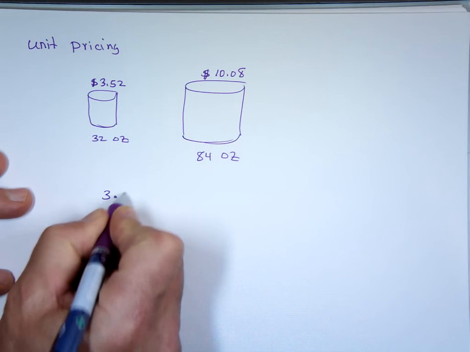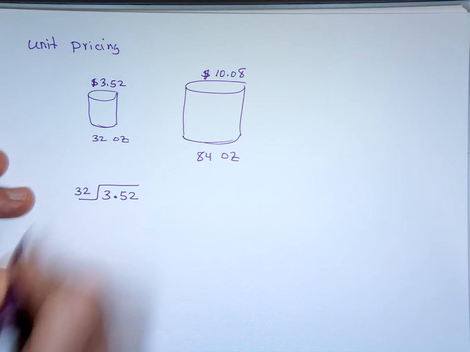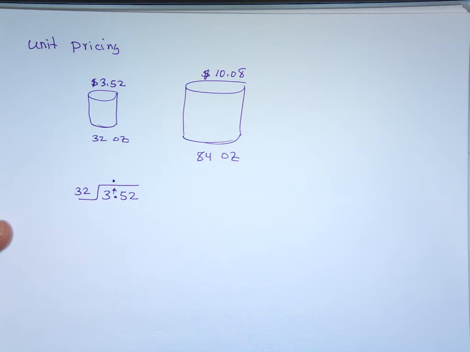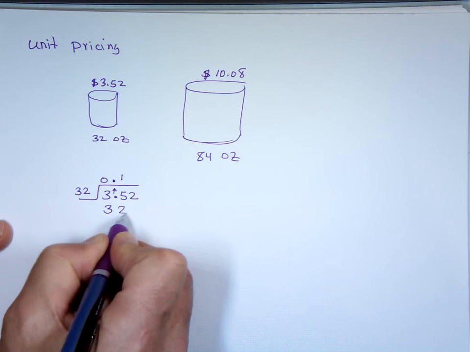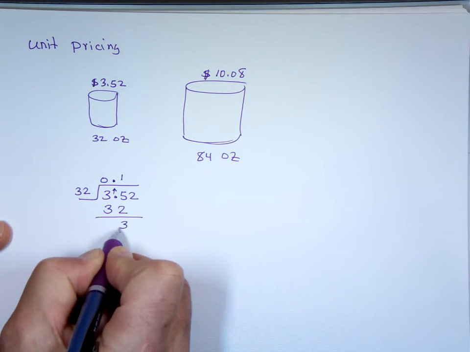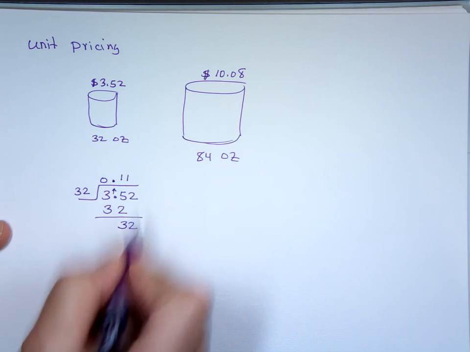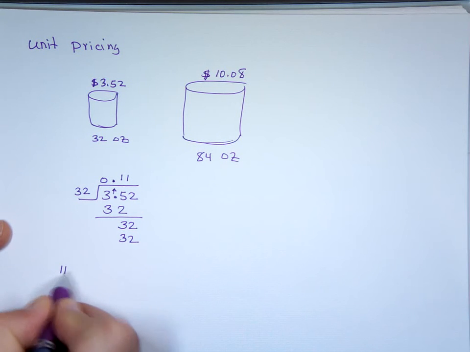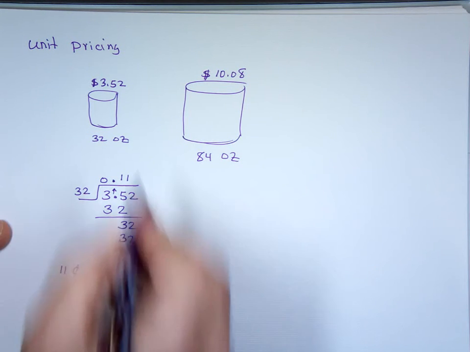3.52 divided by 32. Can you divide 3 by 32? No. Can you divide 35? 1 times 32, 32. What's the remainder? 3, bring that 2 down. 32 by 32 is 1. 1 times 32 is 32. So what are you paying? You're paying 11 cents per ounce for the small one.